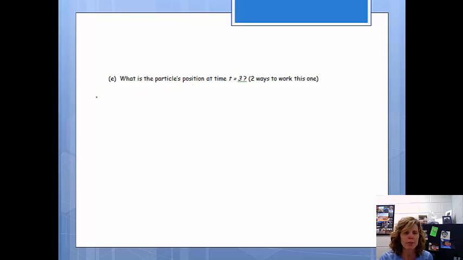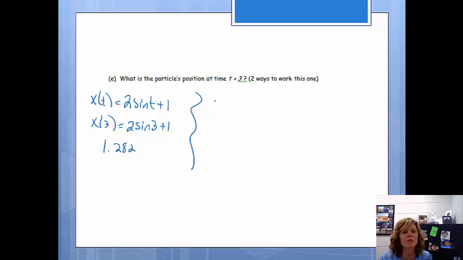Okay, up in part C we found a formula for the particle's position. It was x of t equals 2 sine of t plus 1. So one way I could work it is just simply to plug 3 in for my t. And if I just plug that into my calculator, I will get 1.282. So that is one way to work it. The second way to work it is to figure out the particle's displacement. To figure out the particle's displacement, we just want to know the change in position. And to get the change in position, we'll take the integral of velocity. So I'll go 0 to 3 of just simply the velocity.